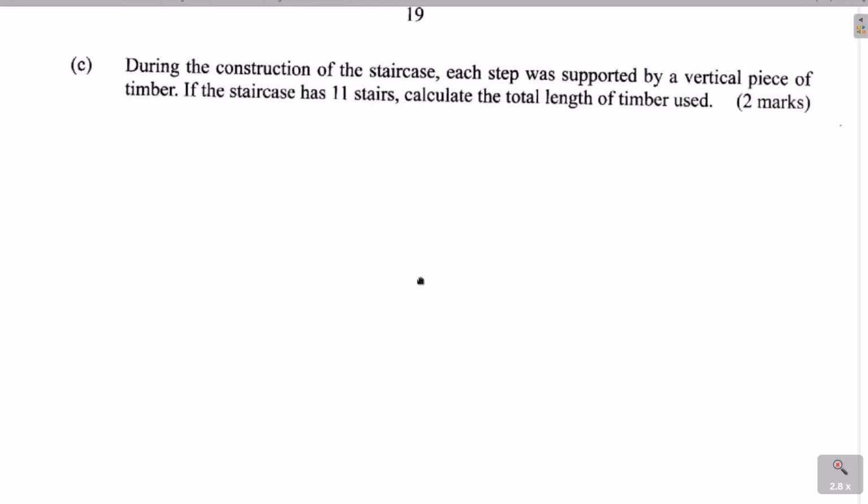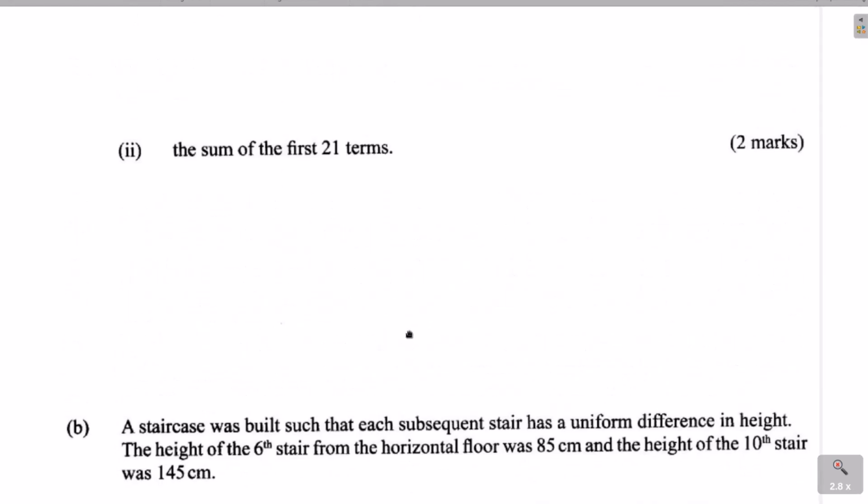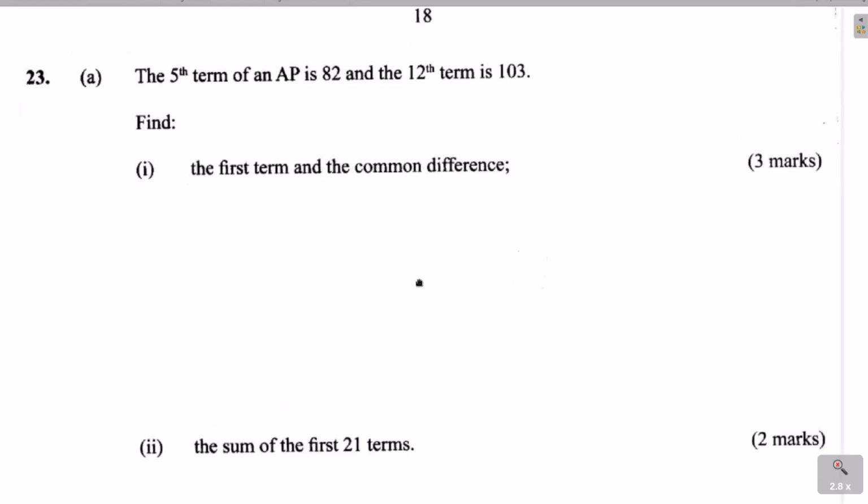Part C. During the construction of the staircase, each step was supported by a vertical piece of timber. If the staircase has 11 stairs, calculate the total length of the timber used. 2 marks. Let's go to the first part.